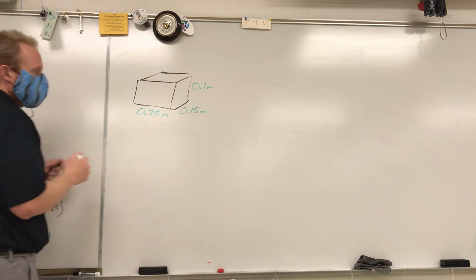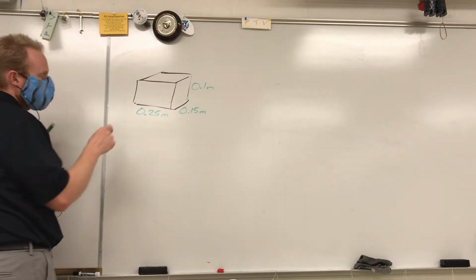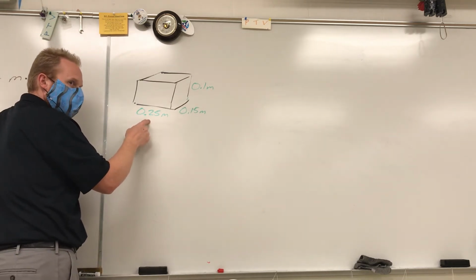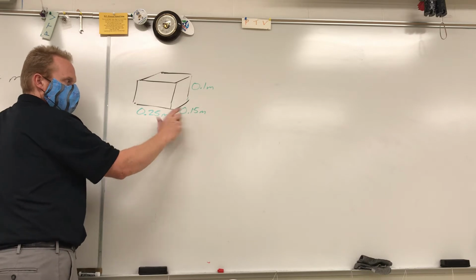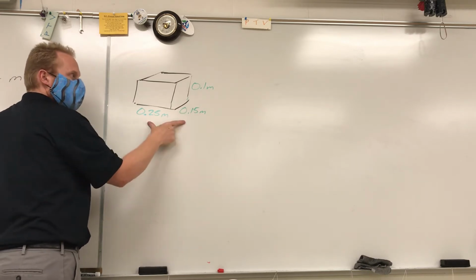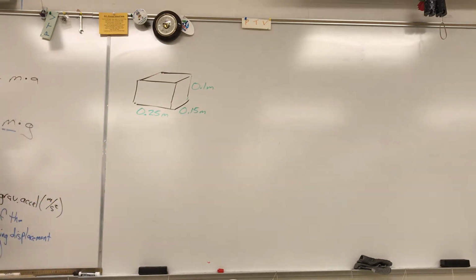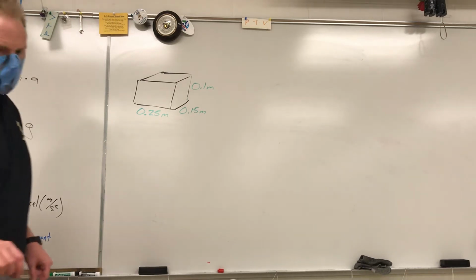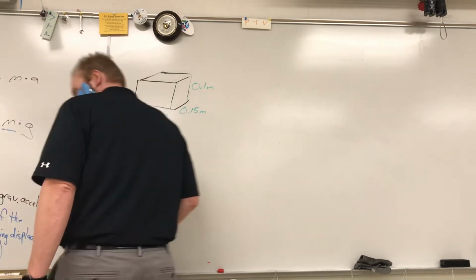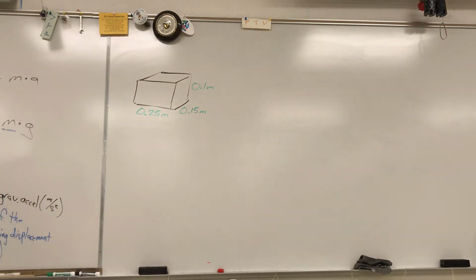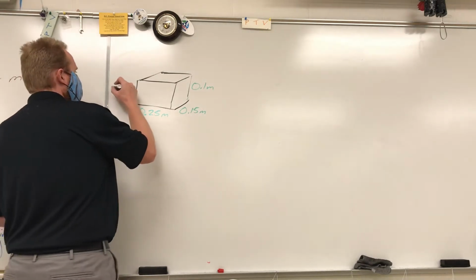Now, I chose this to be my length and this to be my width, but they very easily could be flipped. Doesn't matter. The thing that is important is that I have a height of 0.1, and that is an important dimension to keep straight. And it's going to be put in water. The question that I'm asking us to solve for is how far under the water will this thing be?